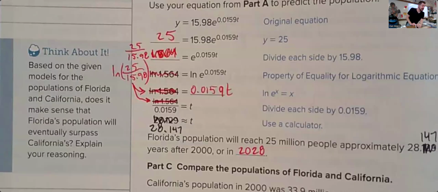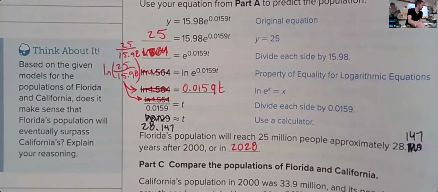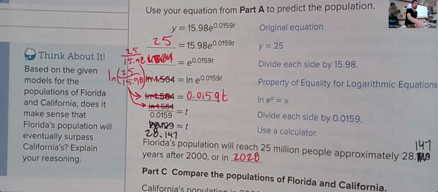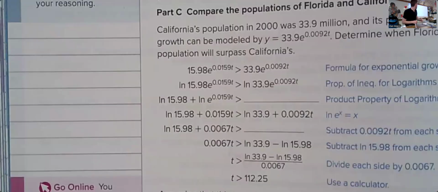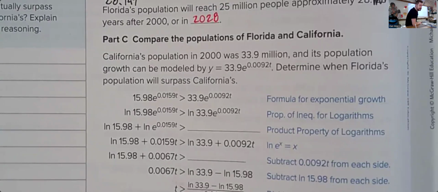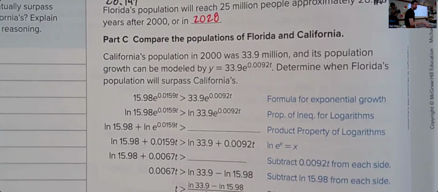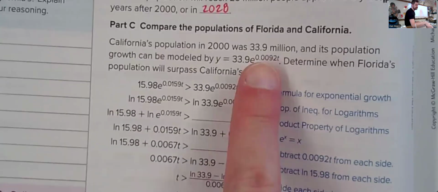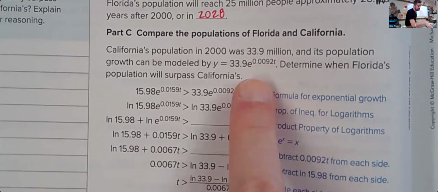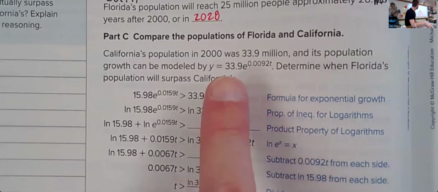Okay, let's keep going. Questions so far? It seems kind of like just what we did with the questions that you had from your assignment. So, all right, part C. Compare the populations of Florida and California. California has more people, by the way. California's population in 2000 was 33.9, which is more than double. Its population growth can be modeled here. So it's definitely growing slower than Florida, but it has a larger population.